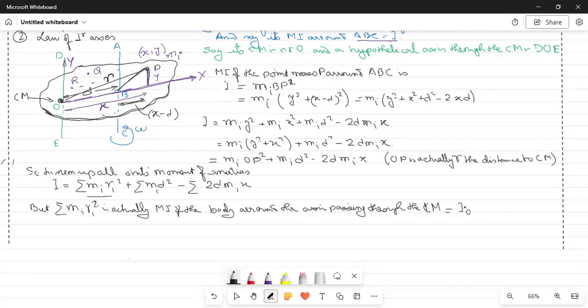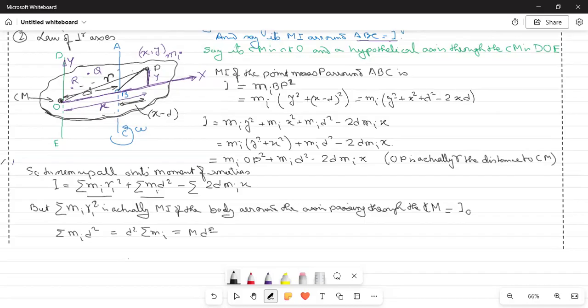And also, we have the second term, Σ mi d². Now, d is constant. It is the distance between the two axes. So this is equal to d² and Σ mi. Σ mi is a summation of all such masses. So this is equal to capital M d².